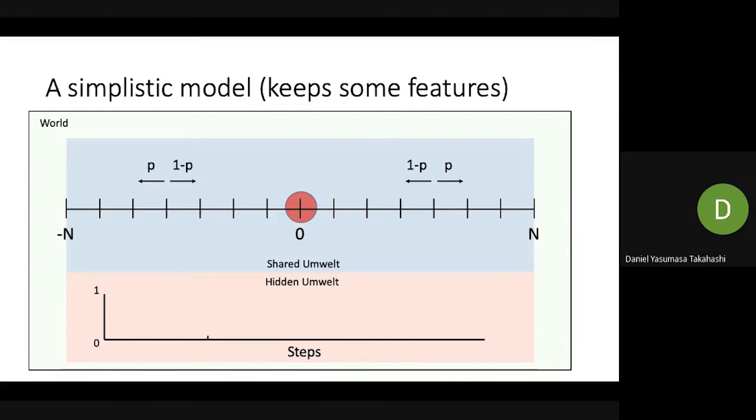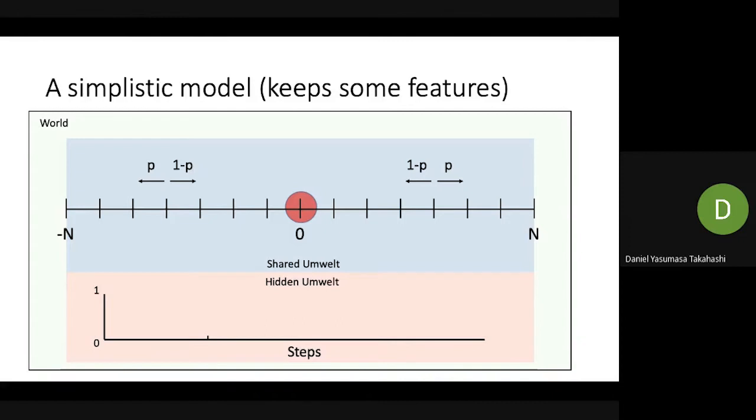Right? So let's say that here we are thinking that the state space for us is just the interval between minus n and n, okay? So here on top. And this is the blue box, I'm putting it inside the blue box just to say that this is what's happening in the shared umwelt, right? And here we have a random walk.